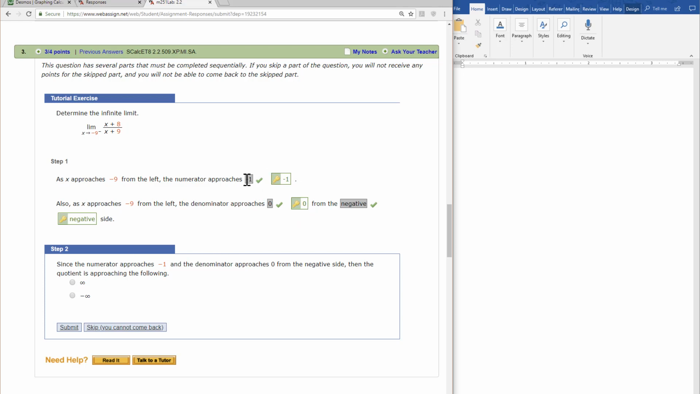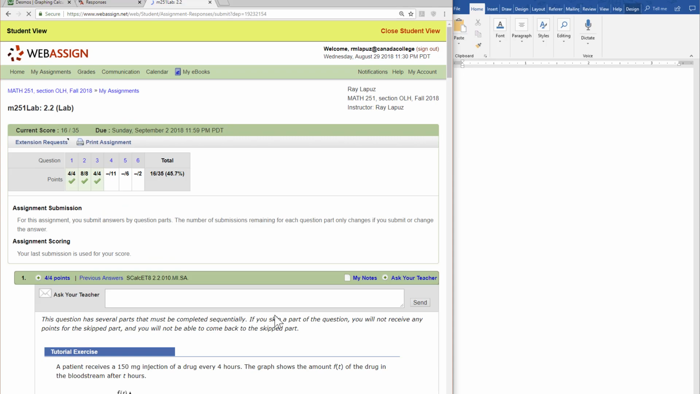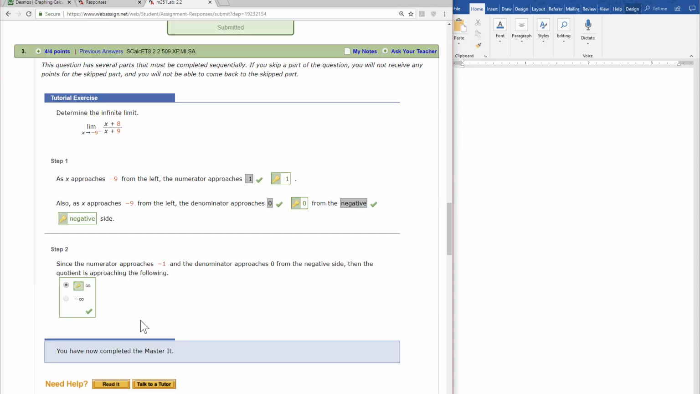So we have essentially a negative divided by a negative. Negative divided by a negative is a positive, and that's going to go to infinity. So it looks like this is going to approach positive infinity. Let's go ahead and check that. It looks good, and now we've mastered it.